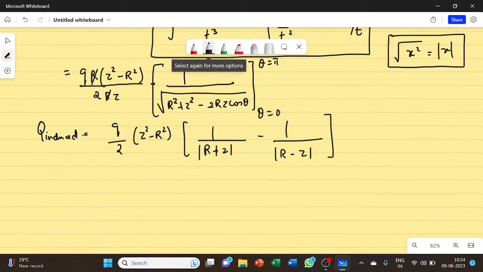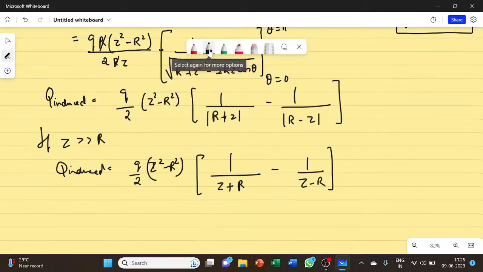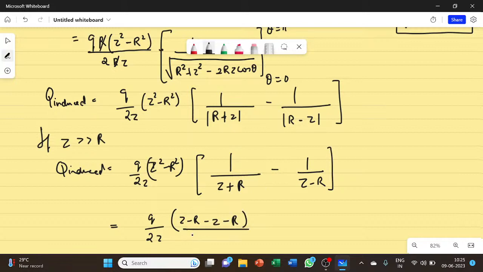Now in the condition that z is very far away from r, that is z is greater than r, then the modulus will operate so that I will get this. So I will get z plus r, and here, because z is way too greater than r, I'll write z minus r. From here, what I'll get, I will simply get q upon 2z. I think z was there, I forgot somewhere. Z, and then I have this z minus r minus z minus r divided by z square minus r square, and then again I have this z square minus r square.